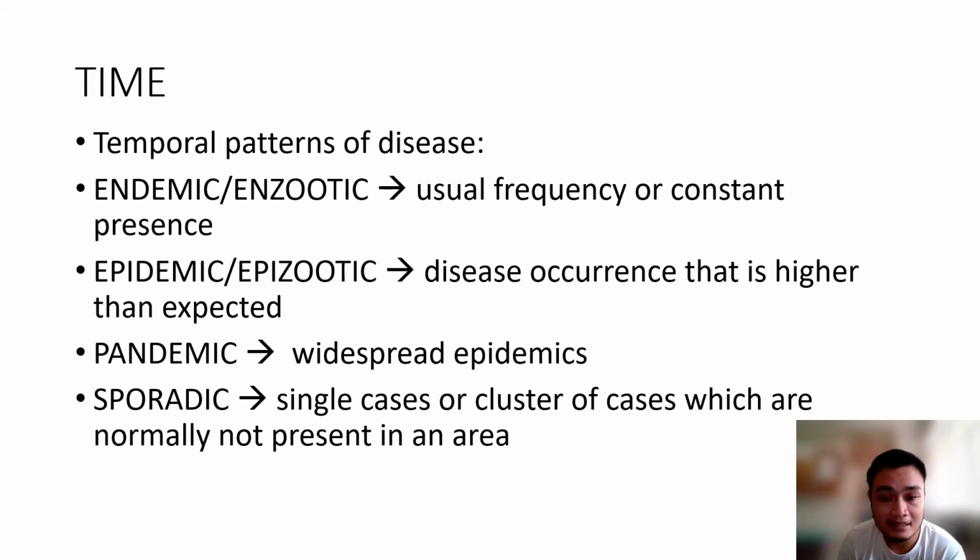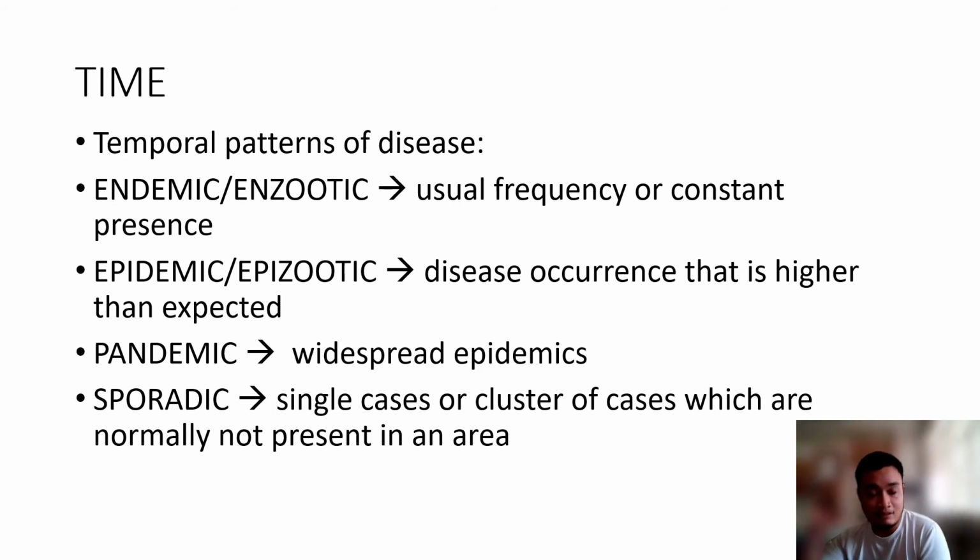A pandemic, of course, COVID-19 is a pandemic. So, these are epidemics that are widespread in nature. So, perhaps it occurred around the world. Pan, meaning almost all. So it's a widespread epidemic. Basically, epidemics that are widespread. Now, in contrast, we have sporadic. So these are single cases or clusters of cases which are not normally present in an area.